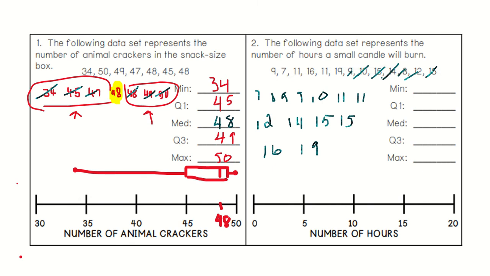Putting it in order is always more work. Minimum, that's the 7, the smallest number. Maximum, that's the 19, largest number. So we have our minimum and maximum.